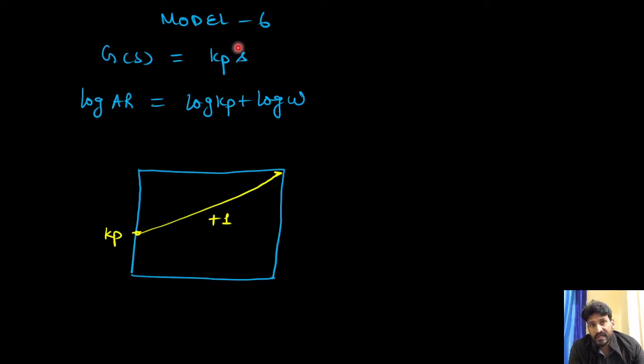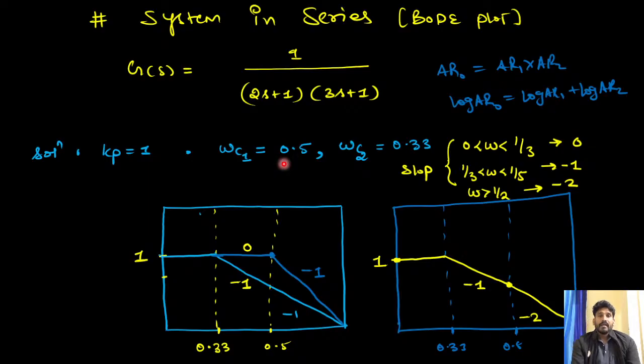and I can say it is kps in the numerator, then it is going upward with the plus 1, right? So just do not get confused in this. If I can plot the Bode plot of the system in series also, what you have to do is plot individually, plot each one individually, and just add the slopes. That's it guys, add the slopes, nothing else.